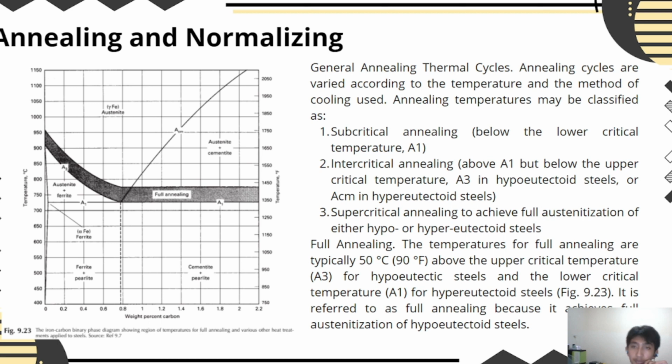Full annealing. The temperature for full annealing is typically 50 degrees above the upper critical temperature A3 for hypoeutectoid steel and the lower critical temperature A1 for hypereutectoid steel. And like this picture, okay, the iron-carbon binary phase diagram showing the region of temperature for full annealing and various other heat treatments applied to steels. It is referred to as full annealing because it achieves full austenitization of hypoeutectoid steel.